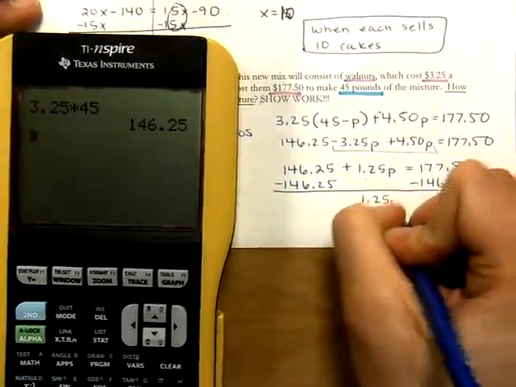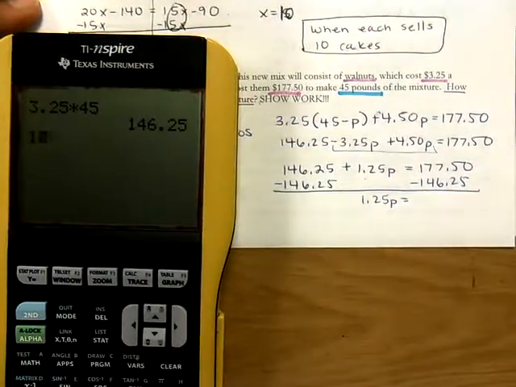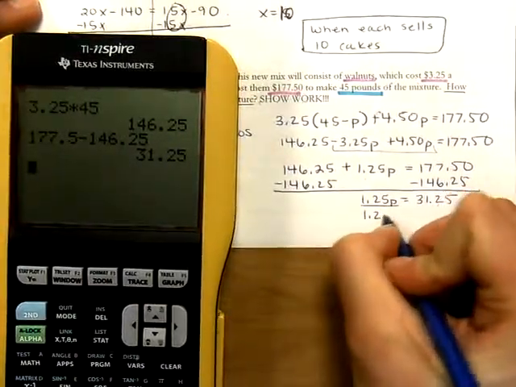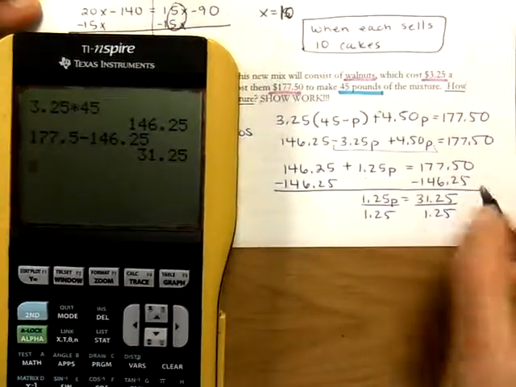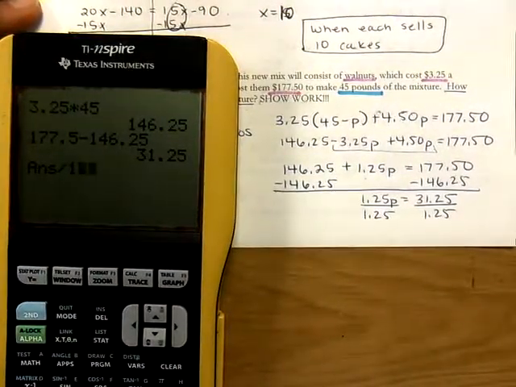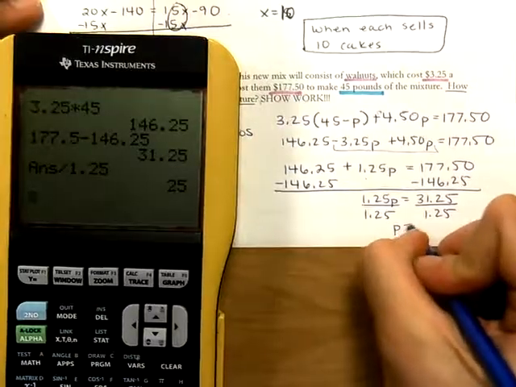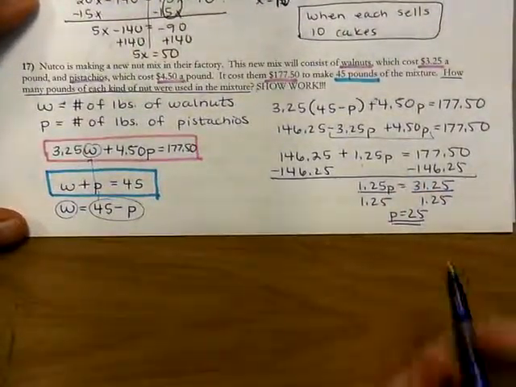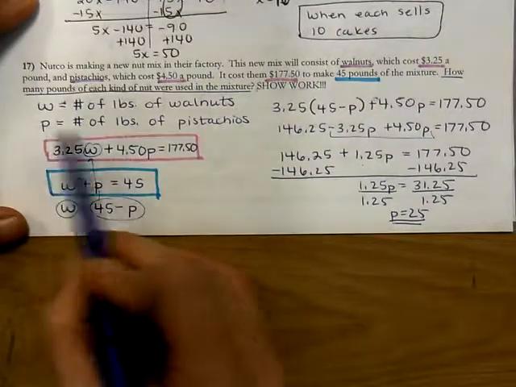I get 1.25P is equal to 177.5 minus my previous answer, which is 31.25. Now if I divide by 1.25 on each side, I get that P is equal to 25, which means that I have 25 pounds of pistachios.